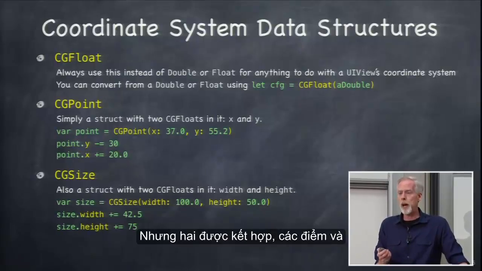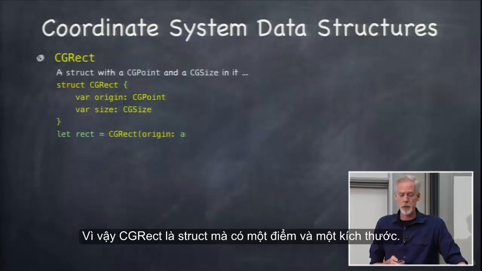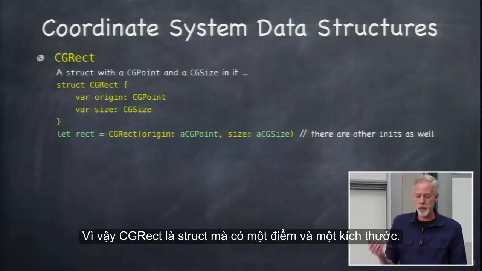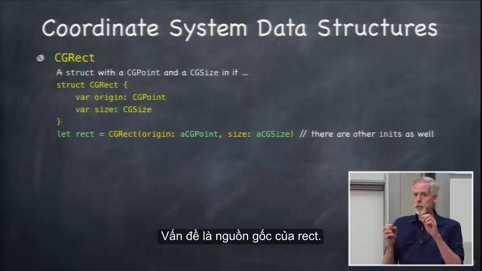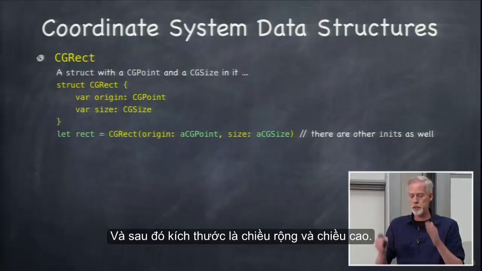But these two, the point and the size, are combined into CGRect. So a CGRect is a struct that has a point and a size. The point is the origin of the rect, upper left, which I'm going to talk about in a second. And then the size is the width and height.